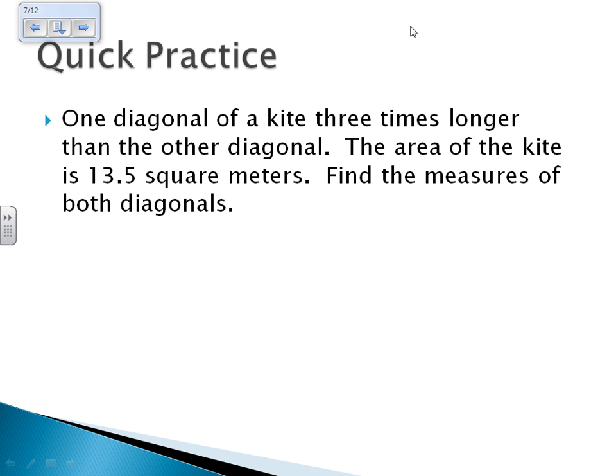Anybody want to read it? Yeah, or Sarah? When one diagonal of a kite is 3 times longer than that of the other, the area of the kite is 13.5 square meters. Find the measures of both diagonals. Okay. Thoughts? Naomi? Draw a kite.